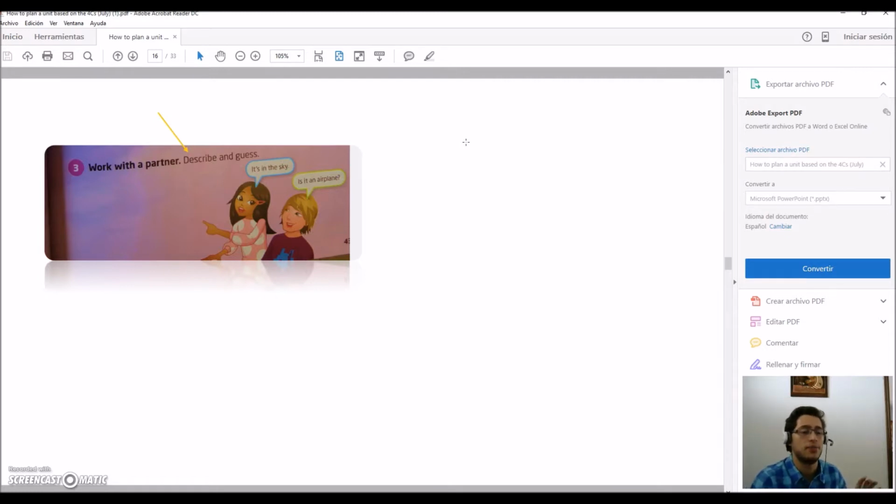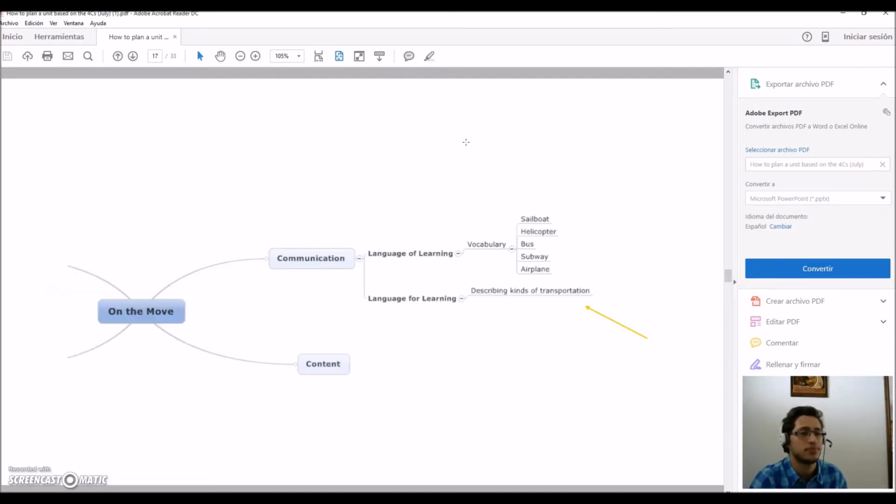Then I found that students are going to learn how to describe different kinds of transportation. So I put describe in the appropriate category. What is the appropriate category for describe? Remember that it's a communicative verb. Language for learning. That's right.